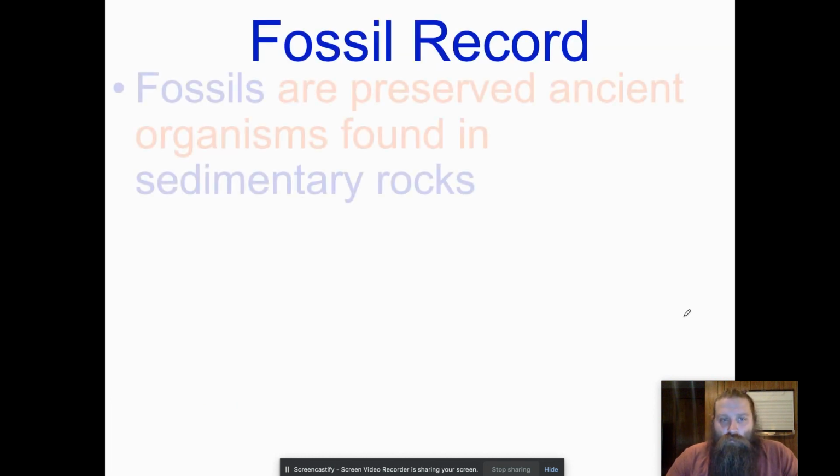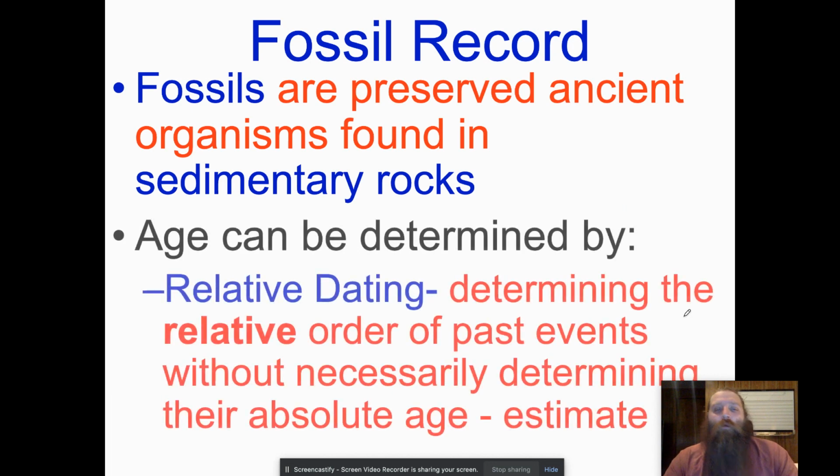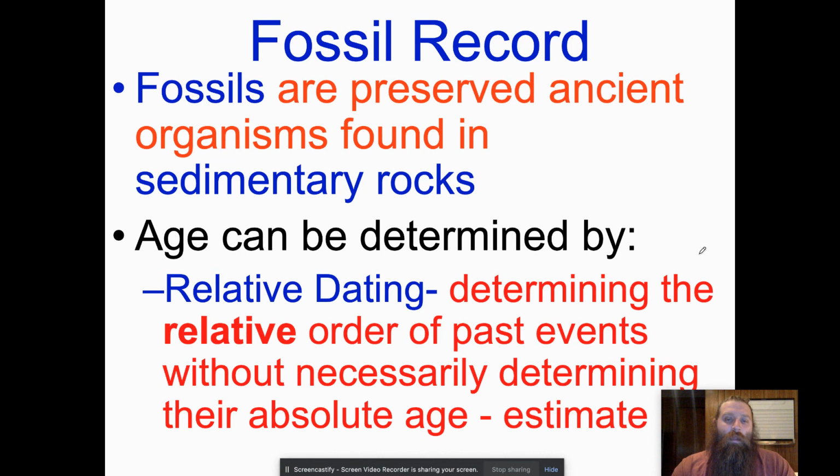So let's look at the fossil record, all right? Fossils are preserved ancient organisms. We find them in sedimentary rocks. You probably learned a lot about fossils in earth science, right? Something dies, it gets covered over with sediment instead of rotting. Its soft tissues decay away, but the bones are replaced by rock, and so we're left with a fossil. Age can be determined two different ways when we look at a fossil.